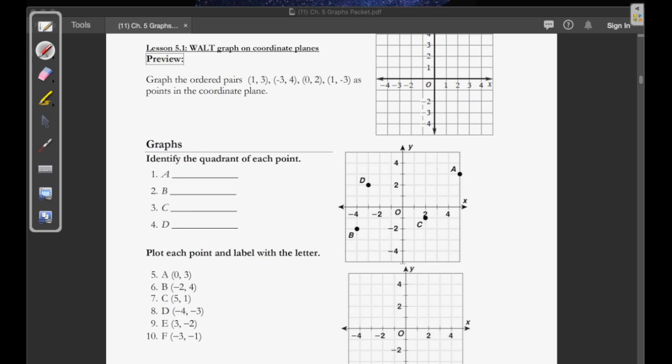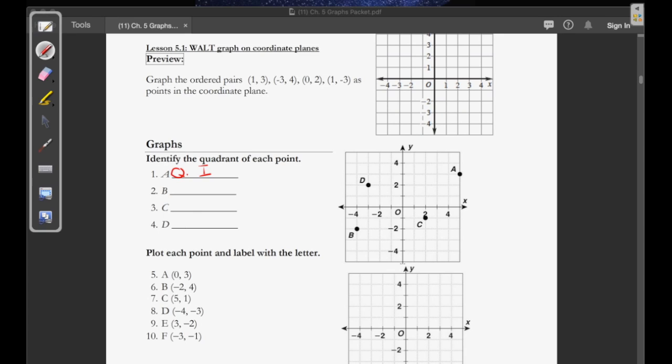We're going to move on to packet page 4 just to go over a couple of what these worksheets want you to do. Now, the first part you can do on your own, it's just plotting the points. The second part is identifying the quadrant. I've located point A. I can see that it's in quadrant 1, so I label it quadrant 1.